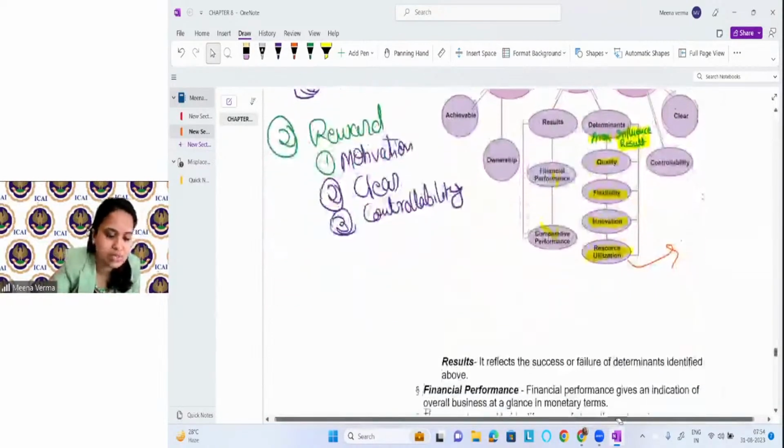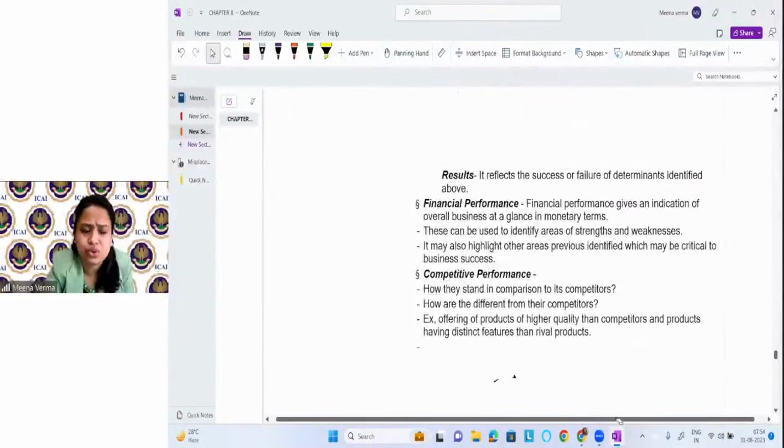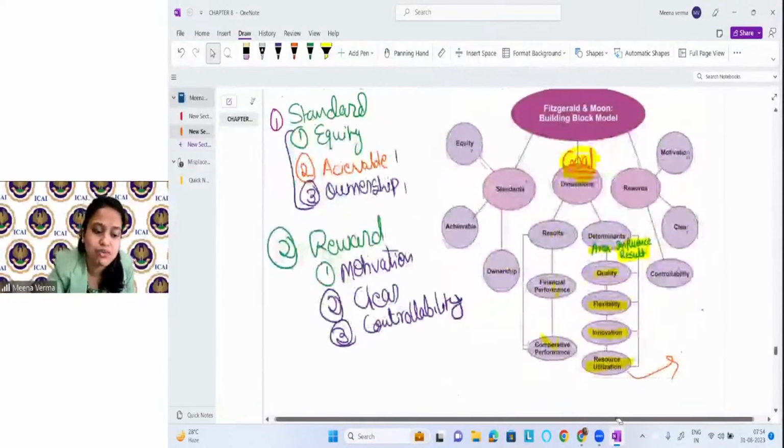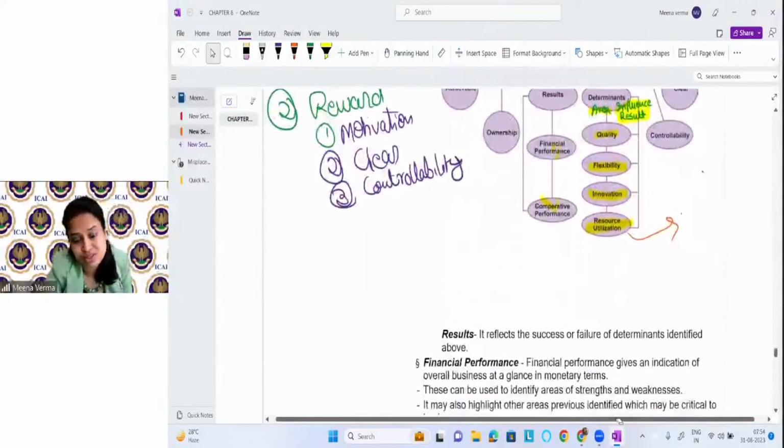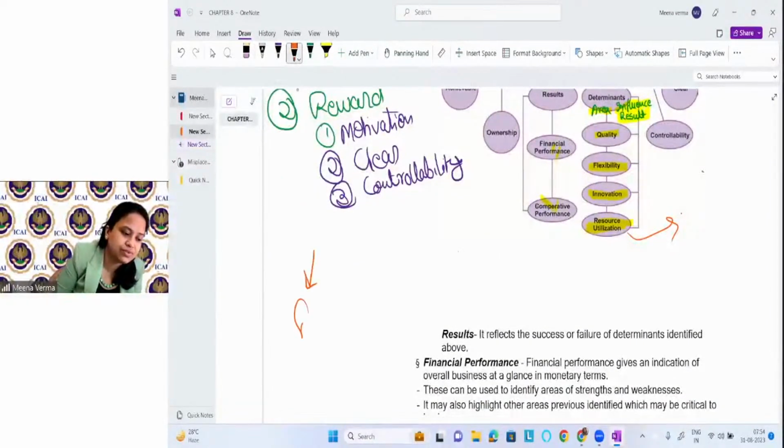Now the question comes, what type of result do you want to achieve? Actually, we want to achieve two types of results. One result should be what? Financial result. Money. We want to improve the money. Money means what? We want to improve the sale. We want to increase the sale.